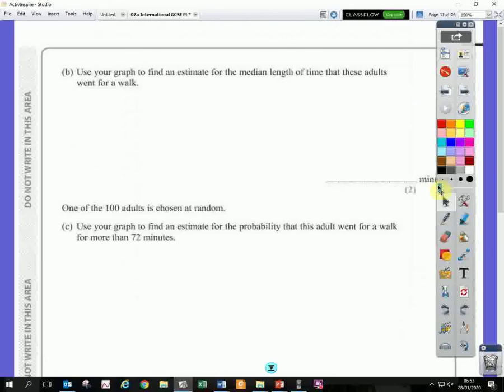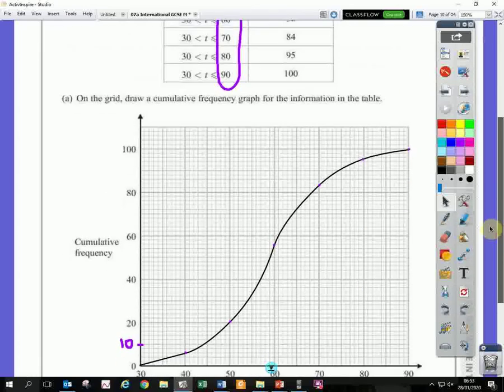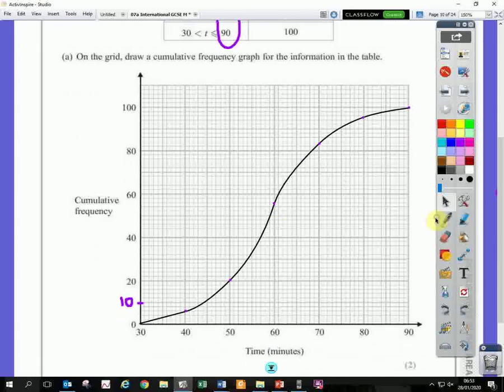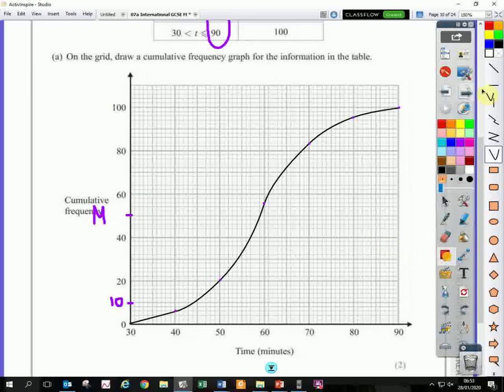Use your graph to find an estimate for the median length of time. Okay, the data goes up to 100. Yep, so the median occurs at 50. If I draw it here, M. Now please draw a line across.